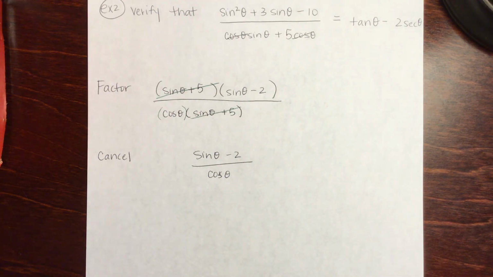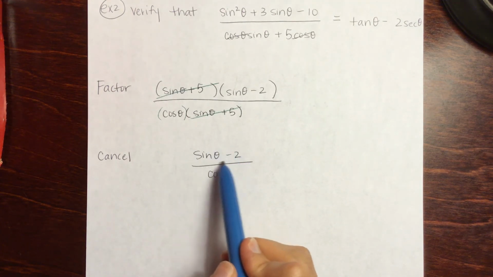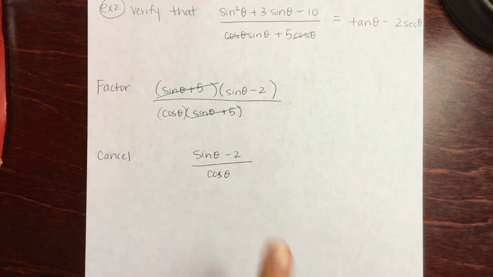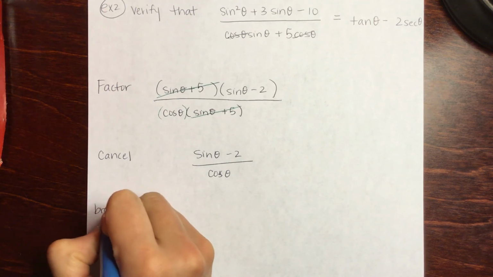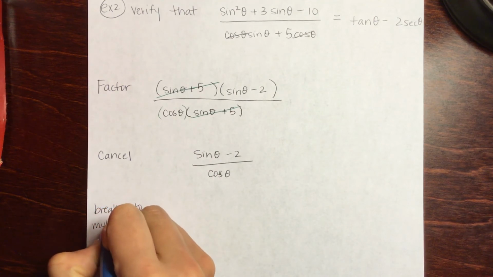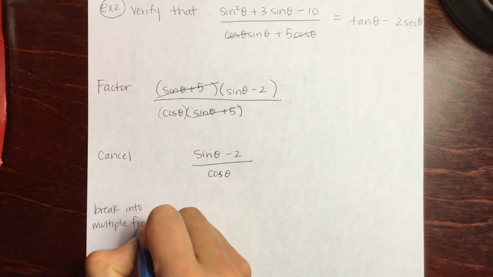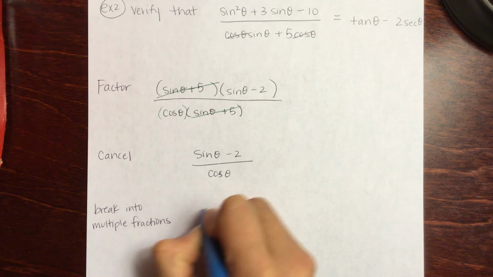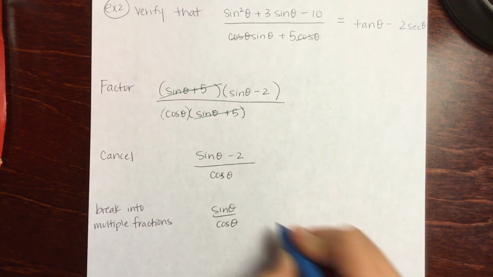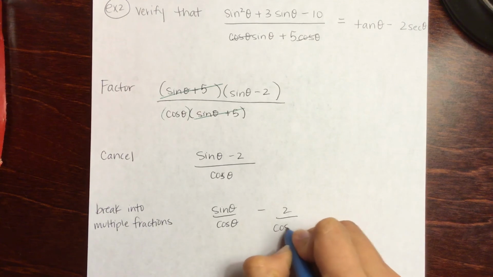Whenever you have a fraction, you can always break it apart into multiple different fractions as long as you're only breaking apart the top. If there had been like a plus 1 on the bottom here, I could not break it apart on the bottom. But I can break this into multiple fractions by writing it as the sine theta over cosine theta and the minus 2 over cosine theta.